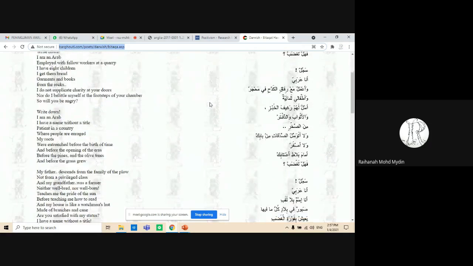For the rest of us, do you see this screen that I'm sharing right now? So you see Identity Card by Mahmoud Darwish. Can you all see this?